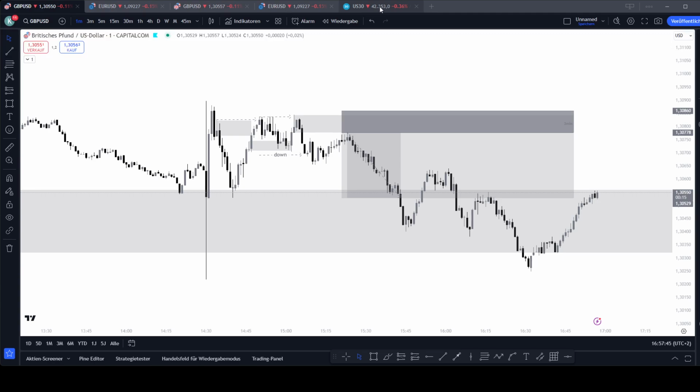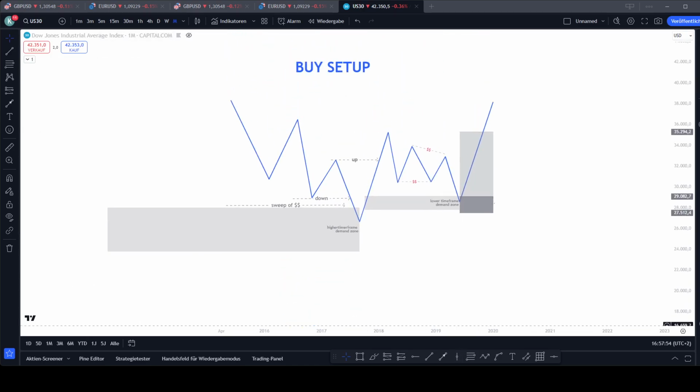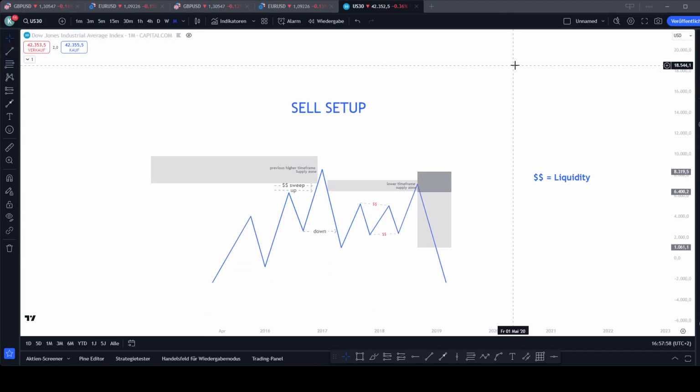You guys, upon watching the video, can take a screenshot of this sell setup. This is the setup I use each time for my sells, and this is the setup I use each time for my buys, guys.